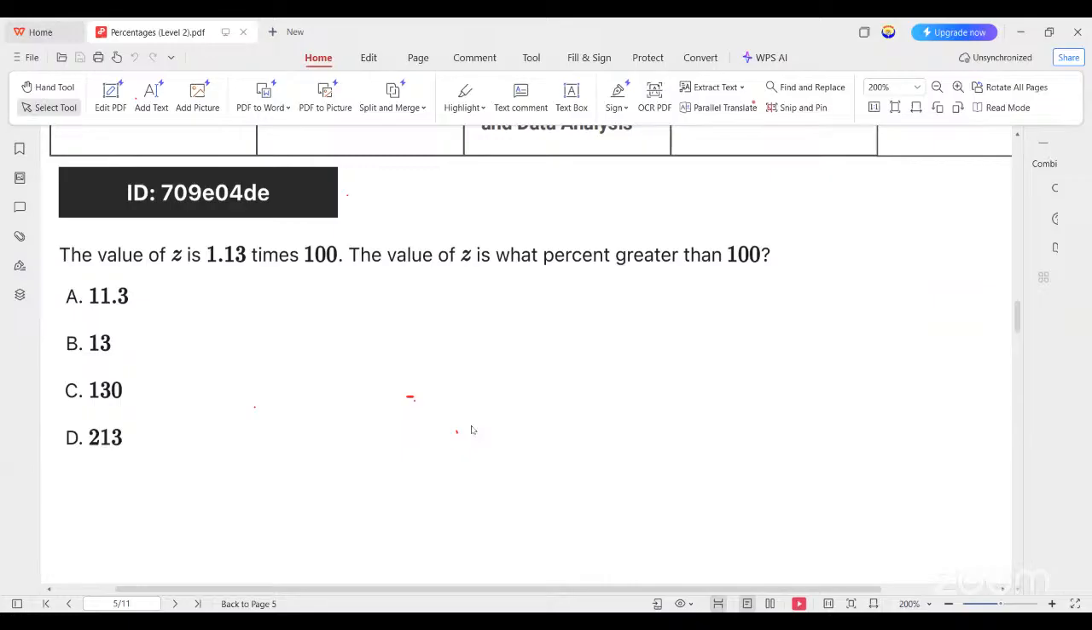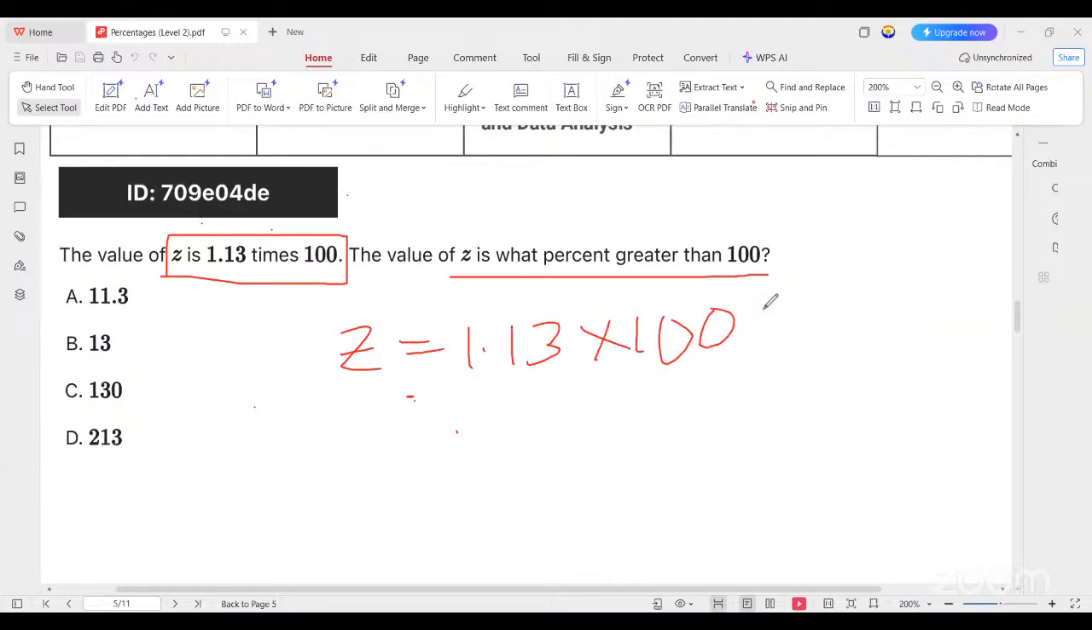Can you explain this one, please? This is straightforward only, but with the text they are a little confusing. Read it one more time. This is straightforward actually. 1.13 times 100, they clearly mentioned it. This is nothing but 113.